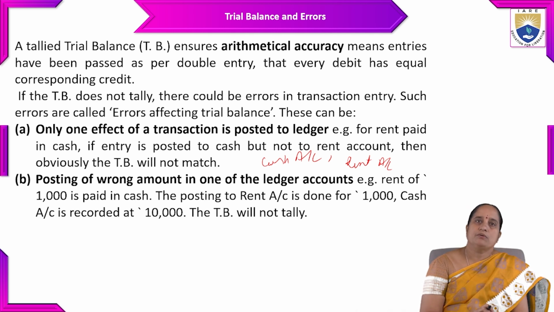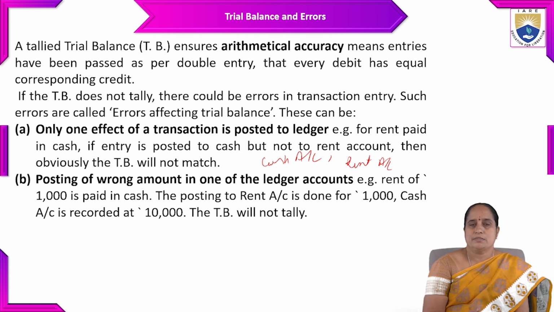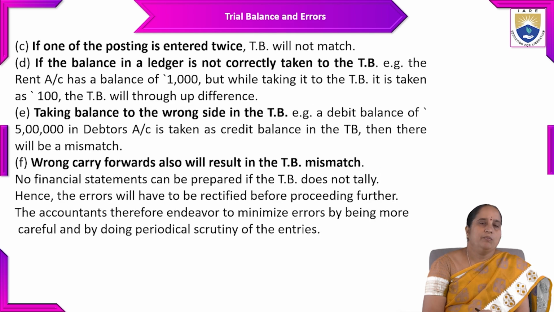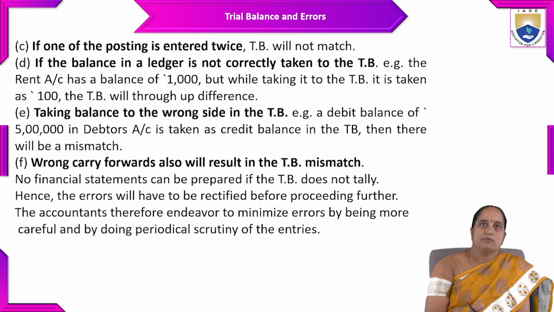Second one, posting of a wrong amount in one of the ledger accounts. For example, rent of 1000 is paid in cash, but while posting to the rent account, instead of 1000, people may wrongly record the transaction as 10,000. So again, the TB will not tally. Coming to the third case, if one of the postings is entered twice, again the TB will not match. If you enter the same transaction two times, then it will show a mismatch.